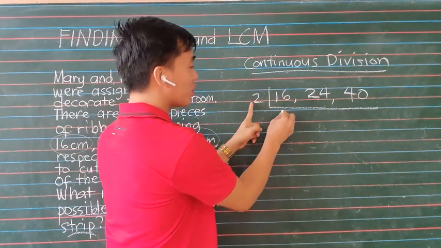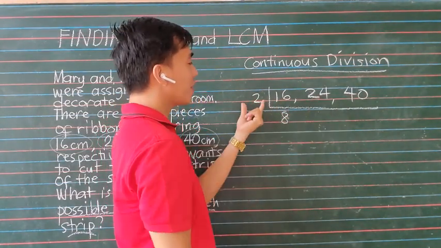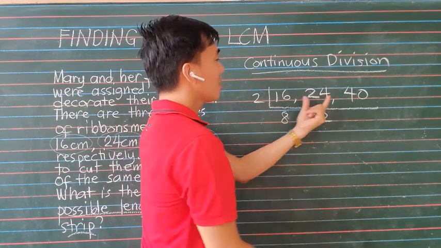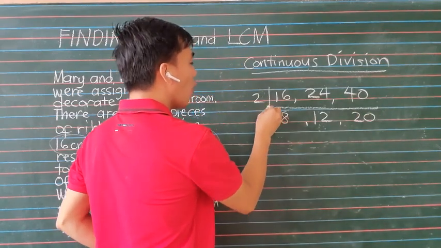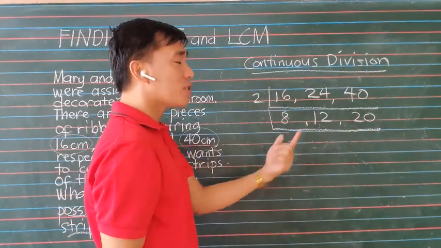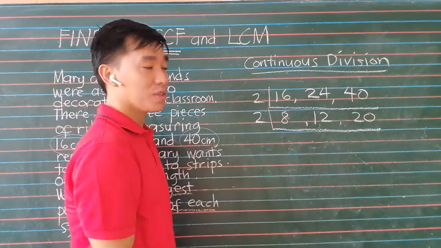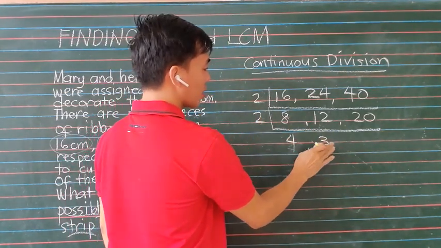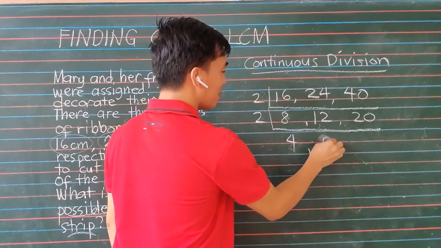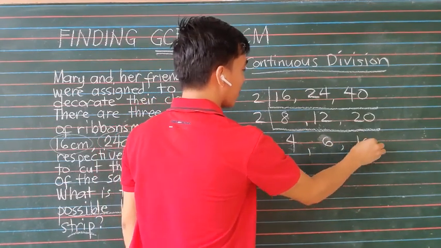16 divided by 2 is 8. 24 divided by 2 is 12. 40 divided by 2 is 20. Now, all these three numbers could still be divided by 2. So the answer is 4, 6, and 10.